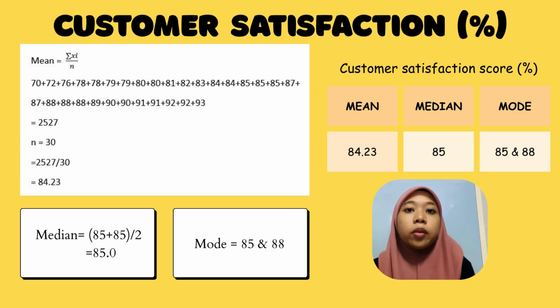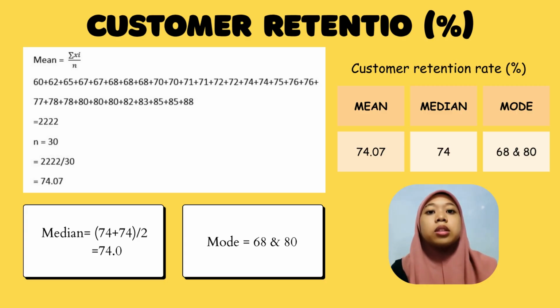Lastly, the mode, the most frequent value. From the data, the most frequent scores are 85 and 88, which means we have two modes. Then, for the customer retention rate, we calculate the mean. The sum of the data points is 2,222. Divide by 30, the mean retention rate is 74.07%. For the median, we again take the middle two values, the 15th and 16th, which are both 74, resulting in a median of 74%. And the mode, the most frequently occurring rates are 68 and 80, meaning we also have two modes here.